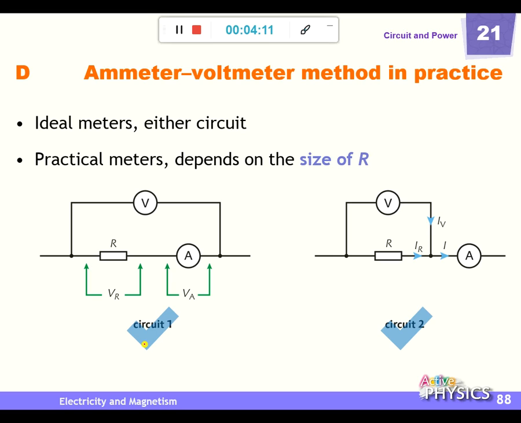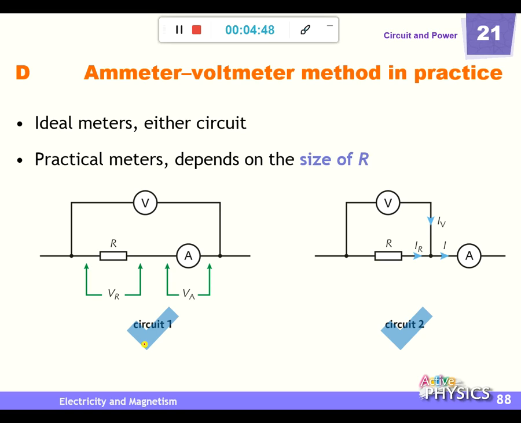Part D, very important, because we know that all the meters should be the ideal case, but they are practical ones, not ideal ones. Okay, so what should you do? You should try to investigate the method to use the practical meter to measure the correct reading. For example, we want to find out the correct resistance. Then what should we do? We will have this one, the ammeter voltmeter method in practice.